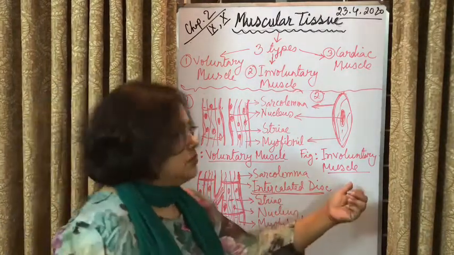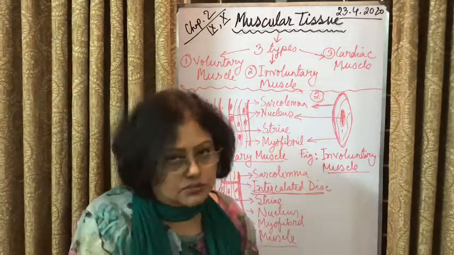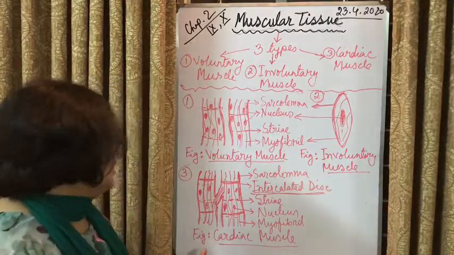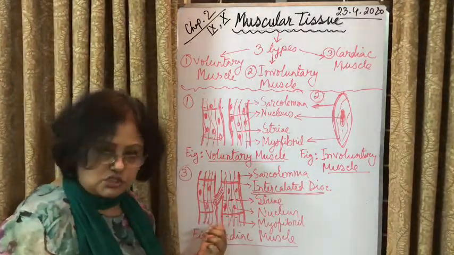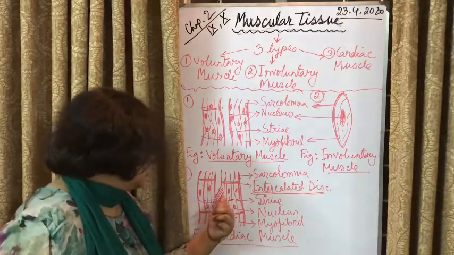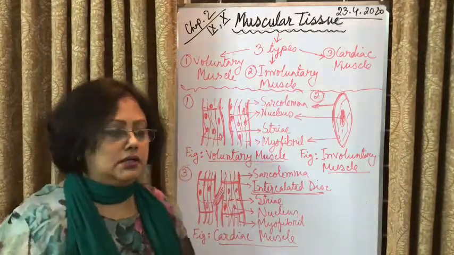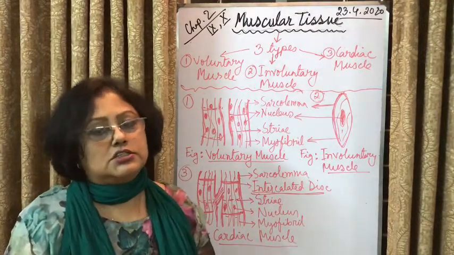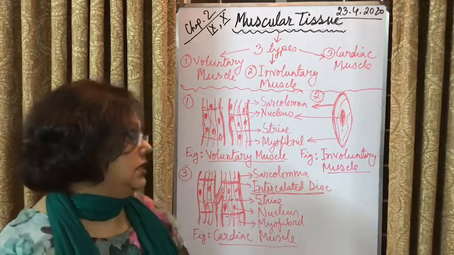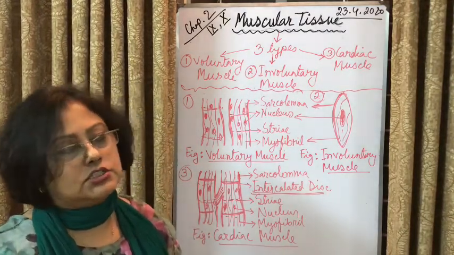And involuntary muscles have no branch, no striation. That's why they are called smooth muscle. And cardiac muscle has both of the things, that is striation and also branch. Tissues are branched. So that's why cardiac muscles can be said to be striated branched muscles. And these are all the features of these three kinds of muscular tissues.